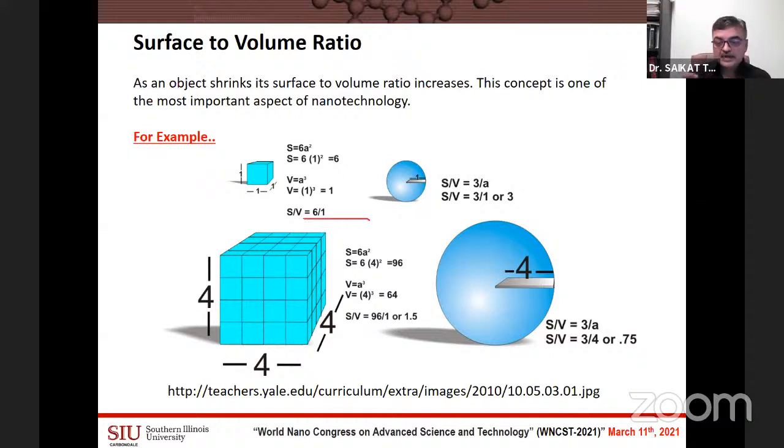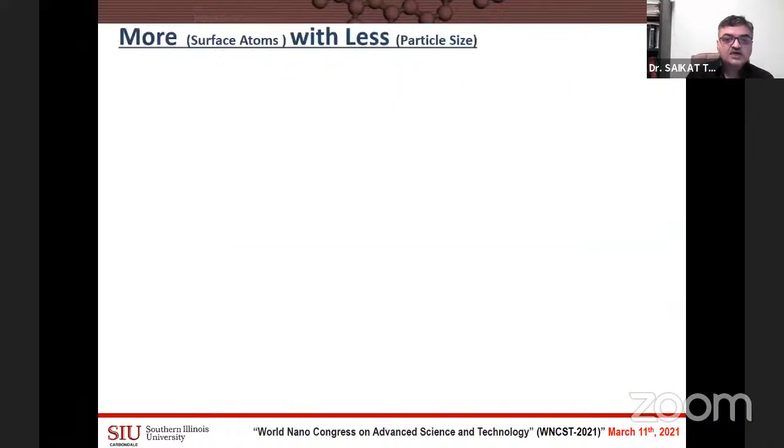So you can see here that your surface to volume ratio increases. This is true for any nanomaterial, that's the beauty about nanomaterials. You can increase the specific surface area, which means you are actually getting more with less.